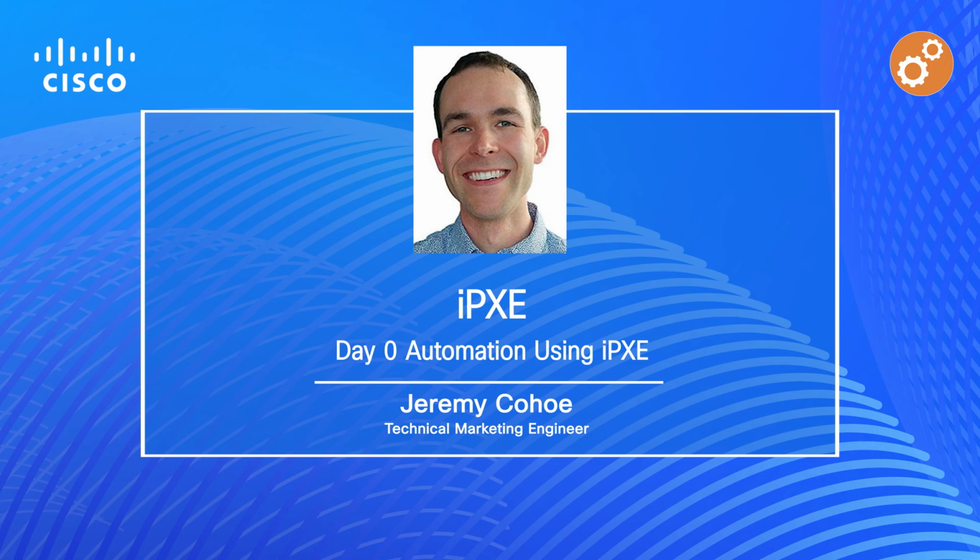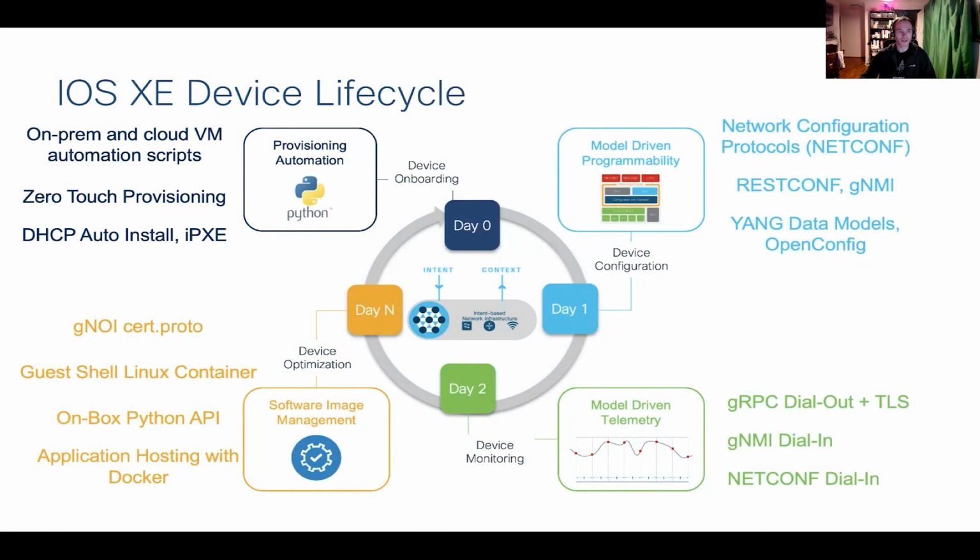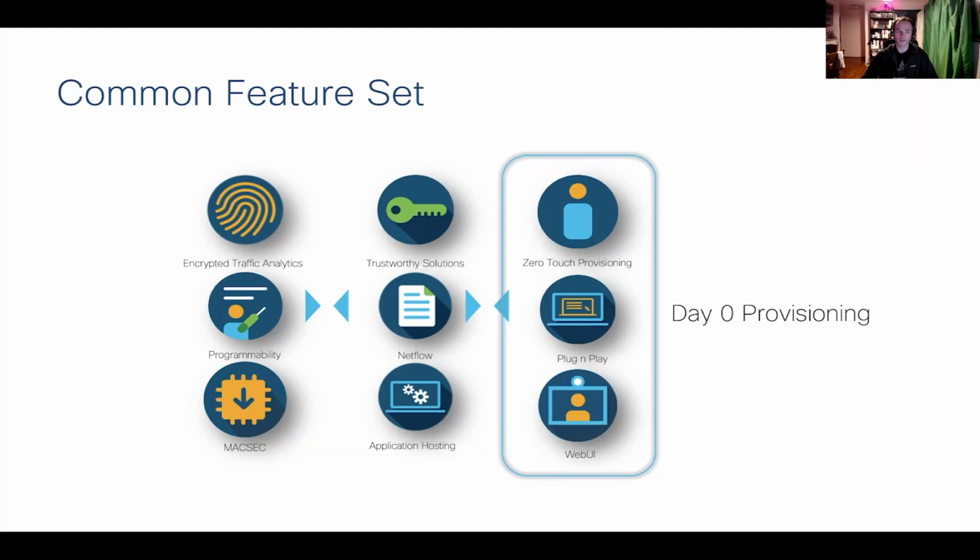Today I just have a quick slideshow and demo talking about iPXE. iPXE is part of the Day Zero device provisioning feature set. It's very similar to ZTP, plug and play, DHCP auto install. iPXE is a feature that is used to boot up a device over the network. So it's used to provide an IOS XE boot image file from the DHCP service that's loaded by IOS XE.